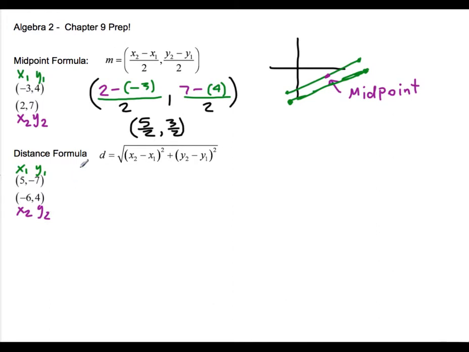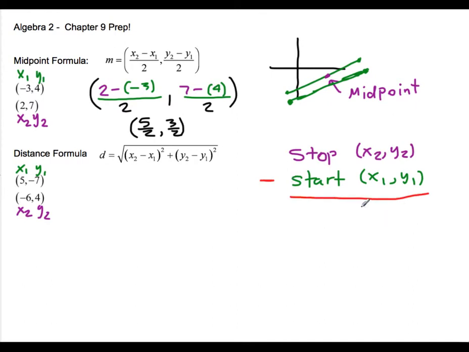One way that you can think of this is stop minus start. We stop at x2, y2, and we start at x1, y1. If you think about it this way, if you do stop minus start, then this will get you your setup for your distance formula. So let's plug these in and see what we've got.